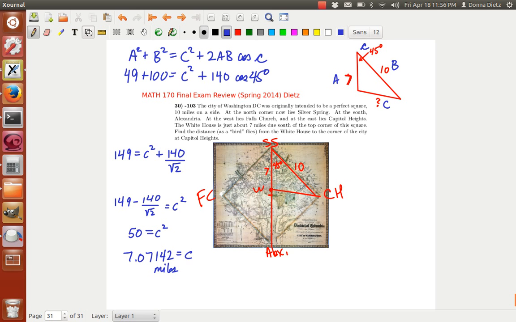Okay, so, yeah, that's it. That's all you need to know for solving any side angle side problem. And hopefully you enjoyed that.